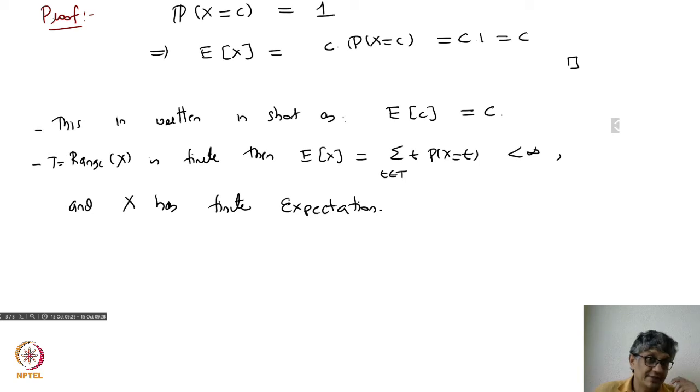So when the range of X is infinite, countably infinite, there's a possibility that you could have a finite or infinite expectation, or you might not have finite consequences. So let's see two examples.